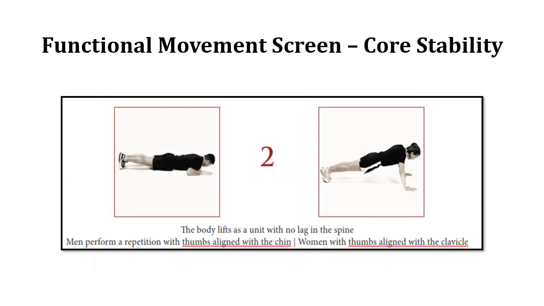A 2 is when they're unable to perform level 3, and for the males, they move their thumbs down from the top of the forehead to the bottom of the chin. For the females, the thumbs are aligned with the clavicles, and they're able to push up as a single unit without any lag in the hips or the shoulders. Same instructions: the patient is asked to push up as a single unit, with the preliminary instructions of tucking the toes under them, locking out their knees, stiffening their core, and pushing up as a single unit.